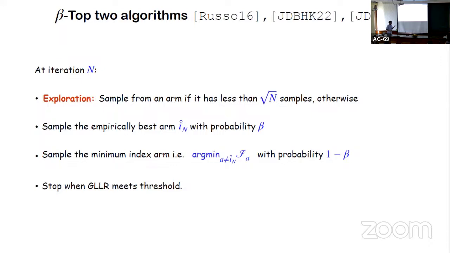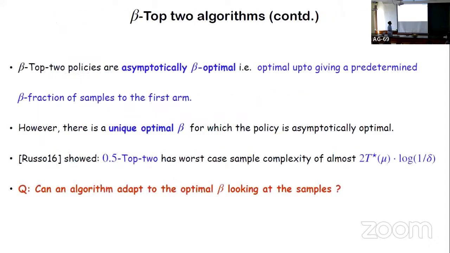There is a constant beta. They feed this beta into the algorithm as an input, and with probability beta they just pull the empirical best arm, and with the remaining probability 1 minus beta they pull the arm which has the minimum empirical index, and then they stop when the GLLR meets the threshold. They also do some forced exploration, and they prove that these beta-top-two policies are asymptotically beta-optimal. What beta-optimal means is that they are optimal, but up to giving a beta fraction of the total samples to the first arm.